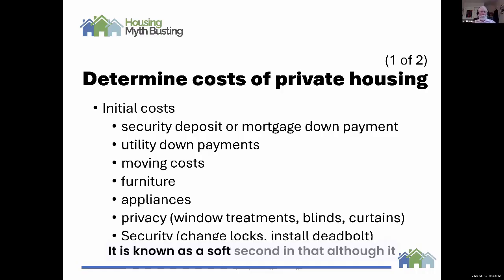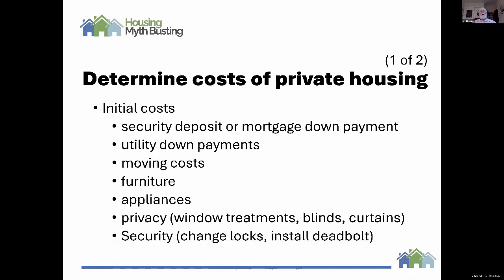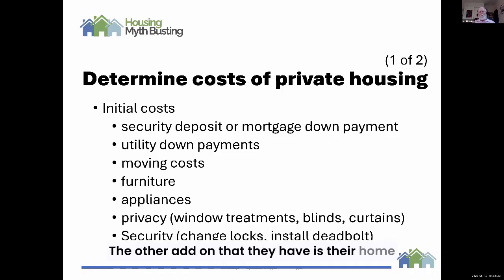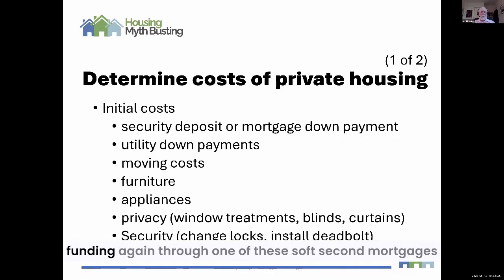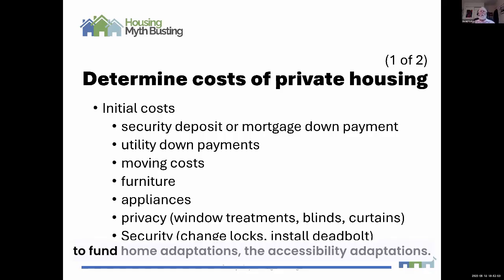It is known as a soft second, in that although it is a mortgage, that one for the closing costs and down payment is not payable until the house is sold, so that you're not adding that cost into the monthly mortgage payment. The other add-on that they have is their home accessibility component, where they will also add on funding, again through one of these soft second mortgages, to fund home adaptations, the accessibility adaptations.